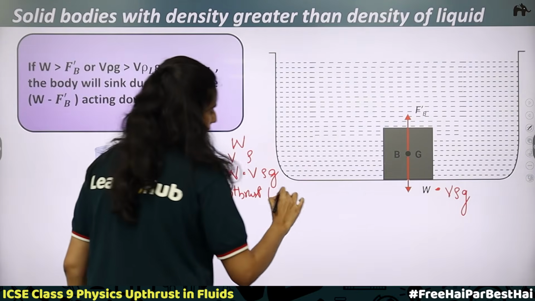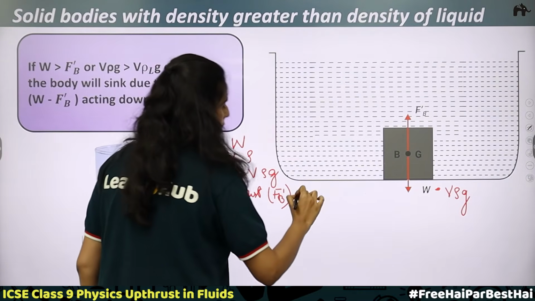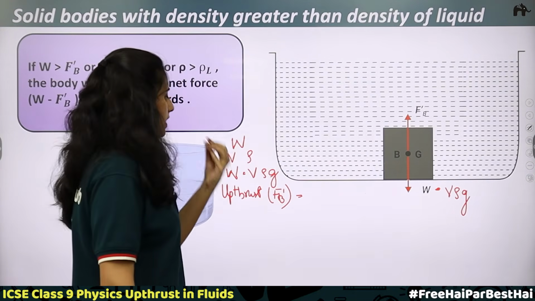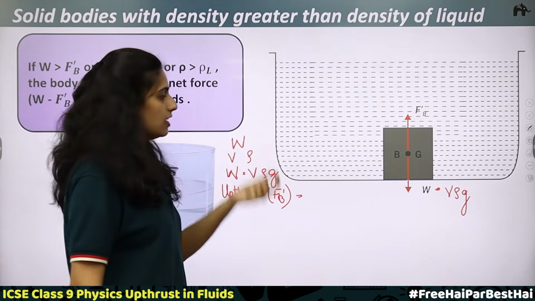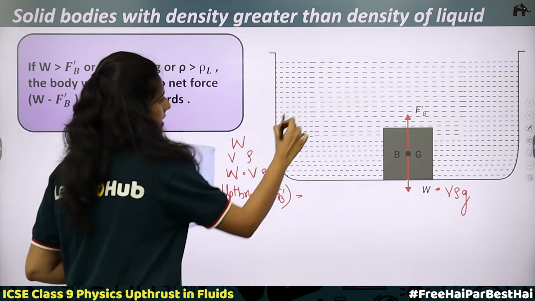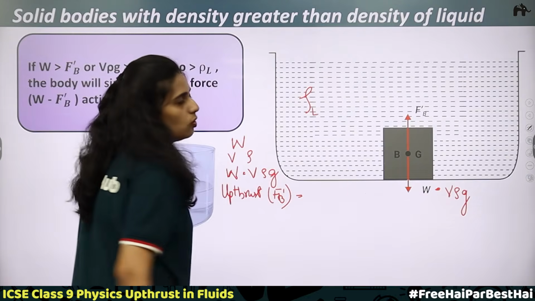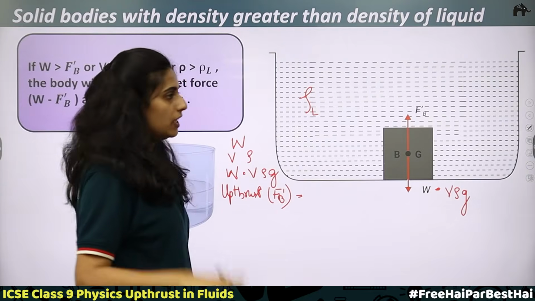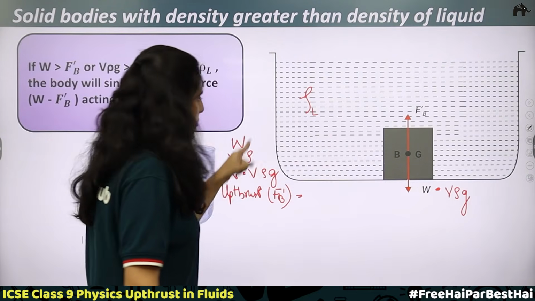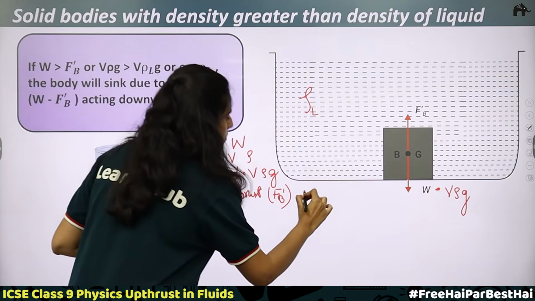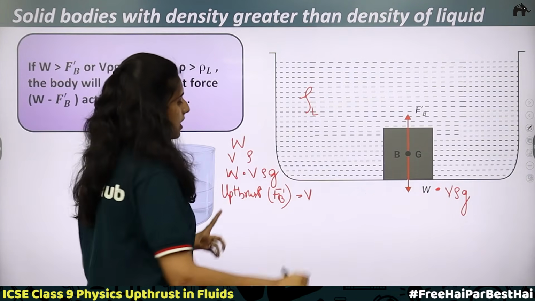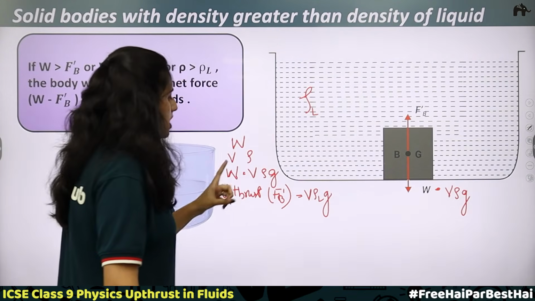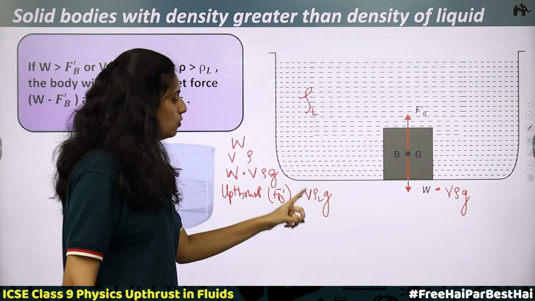Upthrust is represented by FB dash, the maximum upthrust, which is equal to the volume of liquid displaced times the density of the liquid times the acceleration due to gravity. Let us take the density of this liquid as rho L. What about the volume? The volume of liquid displaced will be equal to the volume of the object. So V is the volume, rho L is the density of the liquid and g is the acceleration due to gravity. So upthrust FB dash is equal to V rho L g.